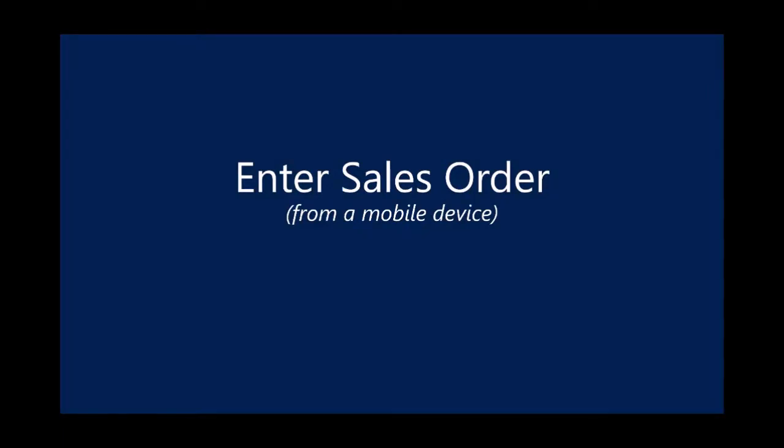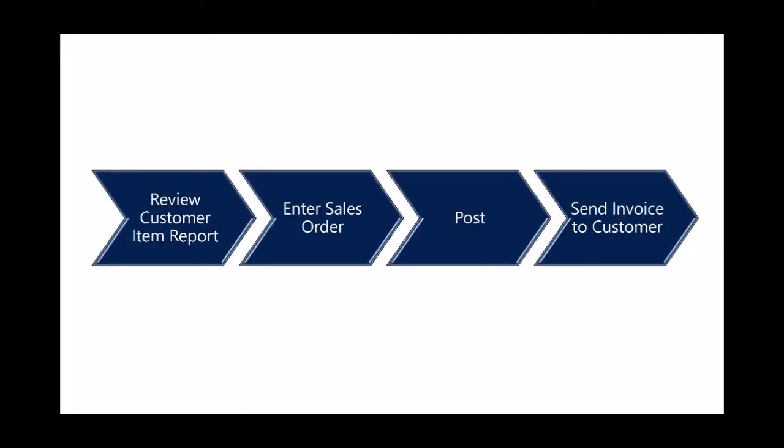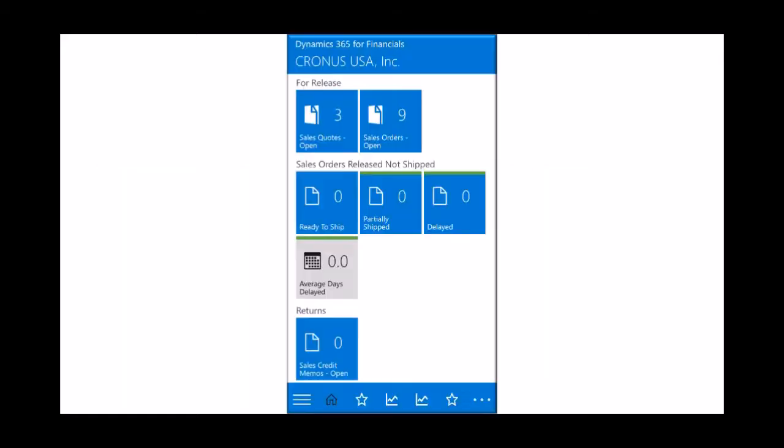So in this demonstration, we'll talk about how you enter in a sales order from a mobile device. The technology highlights for this presentation includes Dynamics 365 for Finance and Operations Business Edition and any mobile platform. In this scenario, we'll review a custom item report. We'll save that to the cloud, get some understanding of the customer, and then we'll enter in the sales order, post it, and send the invoice to the customer.